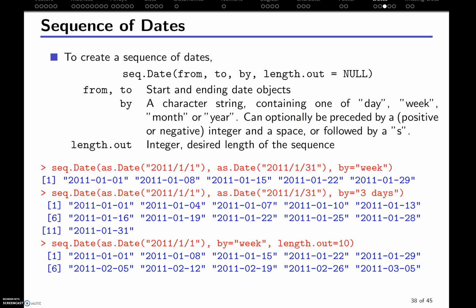Finally, to create a sequence of dates, I'll let you read through this a little bit on your own. There's maybe too much material here, but notice you really just have a beginning and an end and then a by. And it tells you how to increment, where to start, where to end. It's a pretty nice way to generate a date variable.